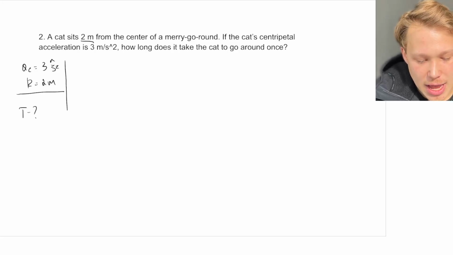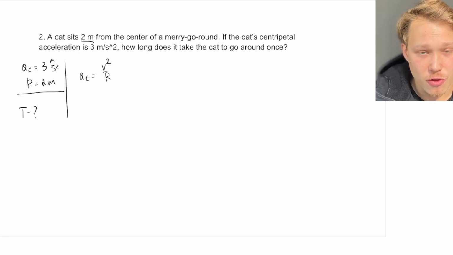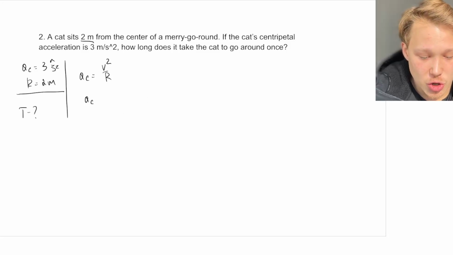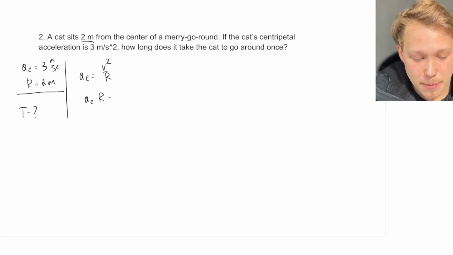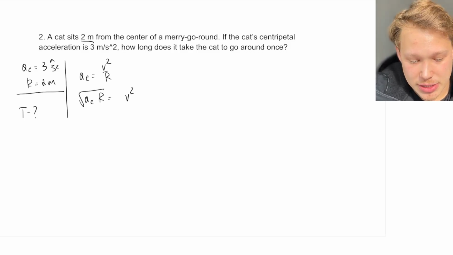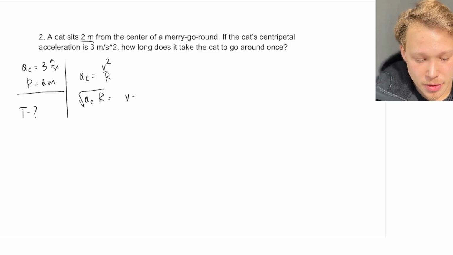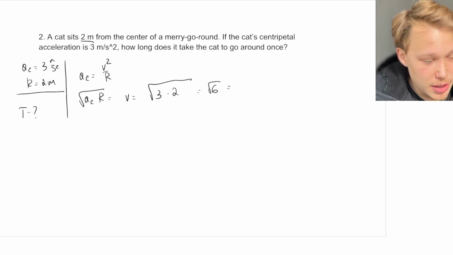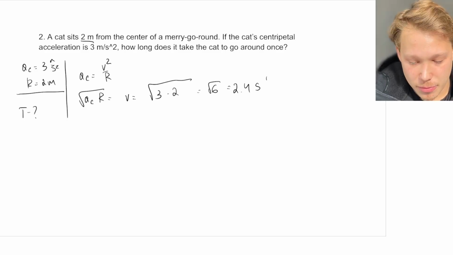Of course, as before, we'll start with the formula for centripetal acceleration as v squared over r. And we can find the velocity because we know the radius and we know the acceleration. So let me multiply both sides by the radius and take a square root of both sides to cancel out the square. So the square root of 3 times 2, the square root of 6, is going to be 2.45 meters per second.